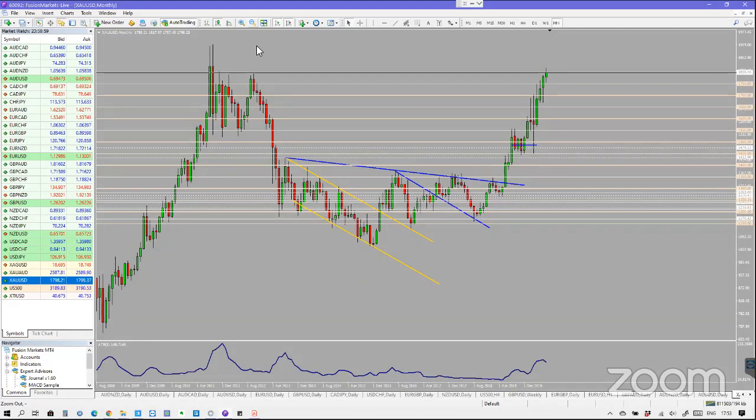Let me just talk a bit about the history of this particular commodity. It got briefly above 1800 all the way back in 2011. It got to 1900, it didn't quite get to 2000. But apart from that one big spike, it has never managed to close above the 1800 level ever.